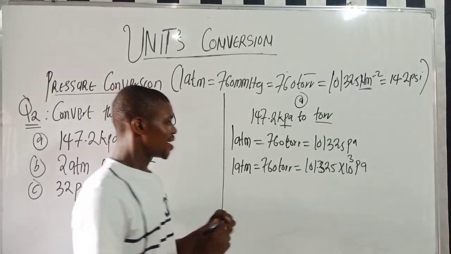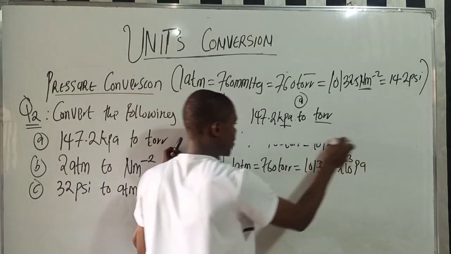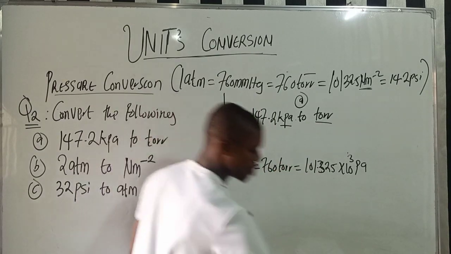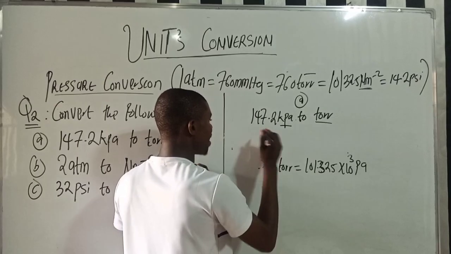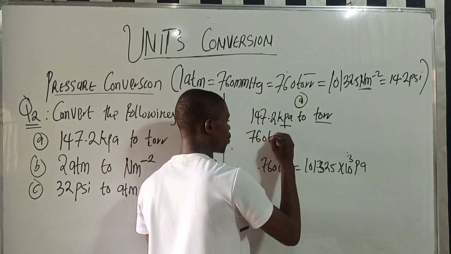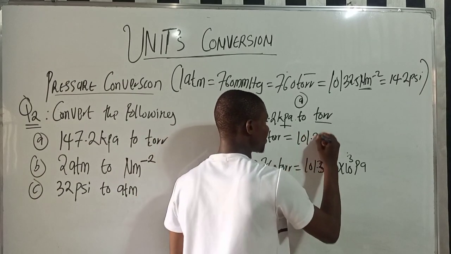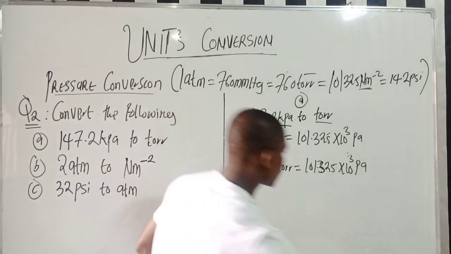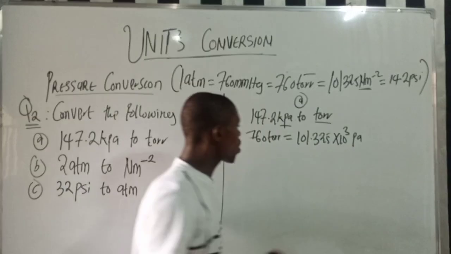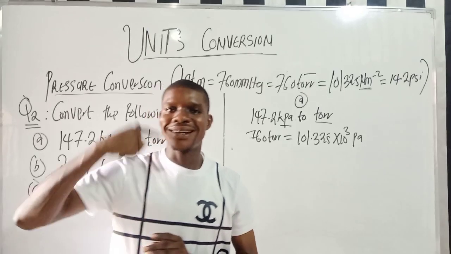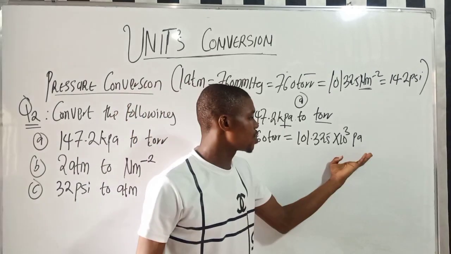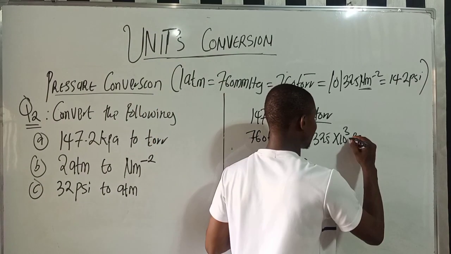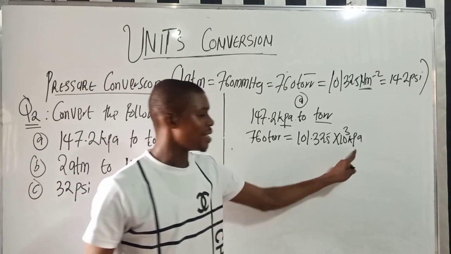Do you understand? Because I'm talking about kilopascal and torr, I can easily remove this one. So it means that the unit I'm going to use is 760 torr is equal to 101.325 times 10 to the 3 pascal. Remember, when converting from one unit to the other, you want to know the relationship between the units. And I've succeeded in writing the relationship between torr and kilopascal.